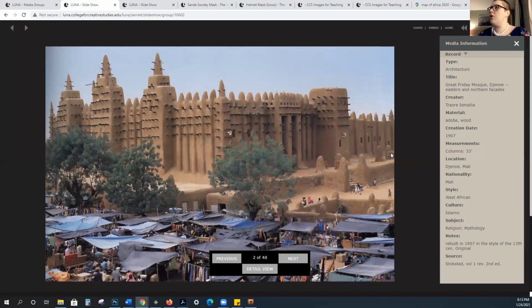And so it has a lot of the same structures that you might be more familiar with in a mosque, but again, it is this traditional African building form. So we're going to move on away from Islam towards animism.